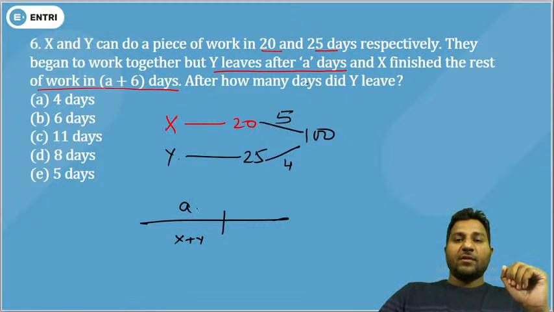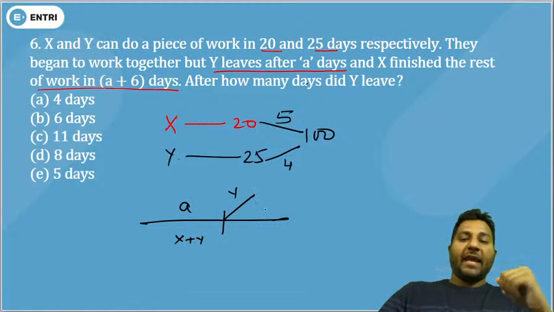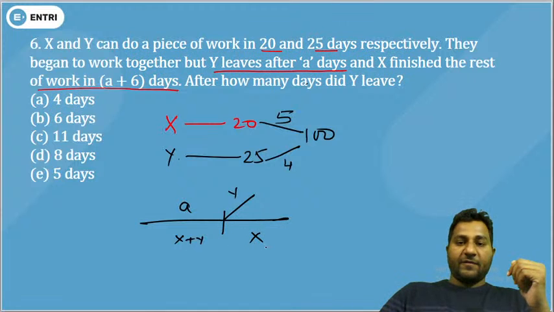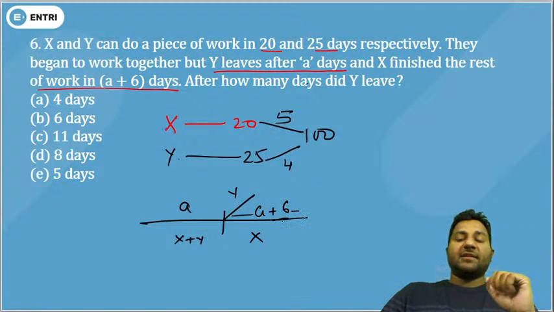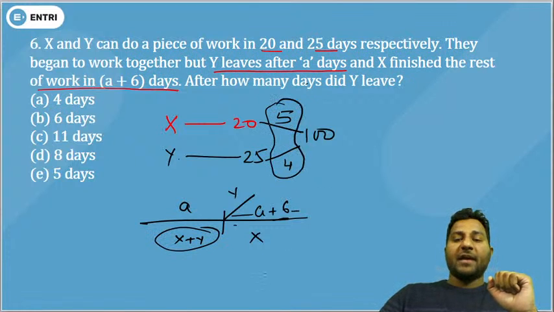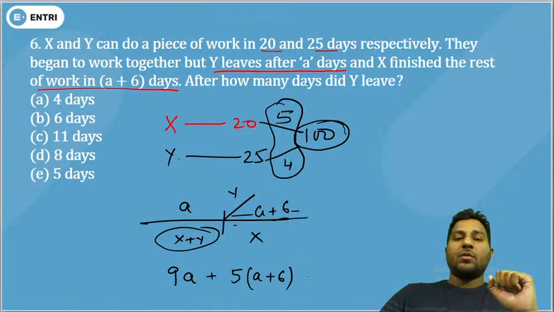They do the work, and Y leaves after A days. And X finished the work in A plus 6 days. That means after A, it took A plus 6 days as well. So X plus Y has a total efficiency of 9. So 9 for A days, plus X's 5 for A plus 6 days, and the total work must be equal to 100.